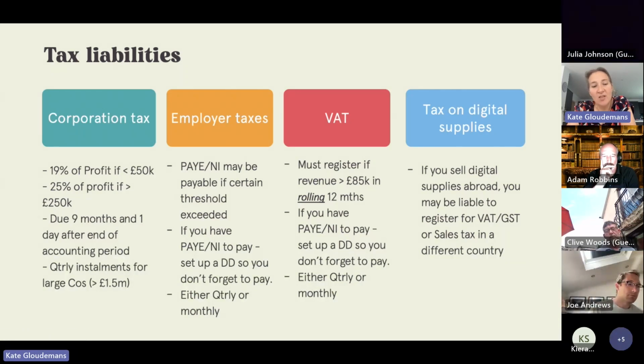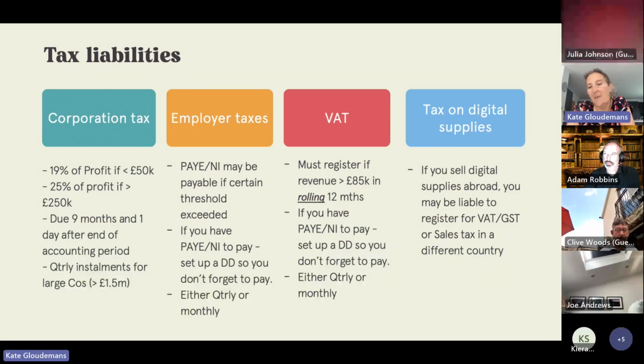I don't think this is going to apply to any of you, but if you've got a large business and you're making more than 1.5 million revenue, turnover a year, profit a year, then you'd have to pay in quarterly instalments. If you're an employer, so if you pay people, and your PAYE or national insurance is over a certain threshold, which usually will be the case if you're employing other people, then you'll have to pay national insurance and PAYE to HMRC.